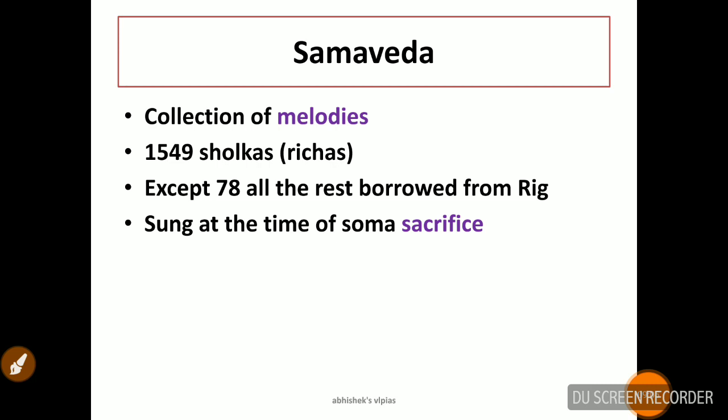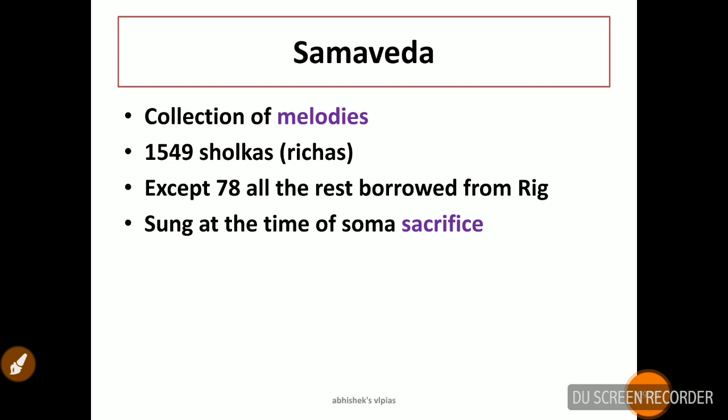There are 1549 slokas, and except 78, all the rest were borrowed from Rig Veda. That means the main part of Samaveda comes from Rig Veda itself. And the melodies of songs or shlokas of this Samaveda are sung at the time of Soma sacrifice.